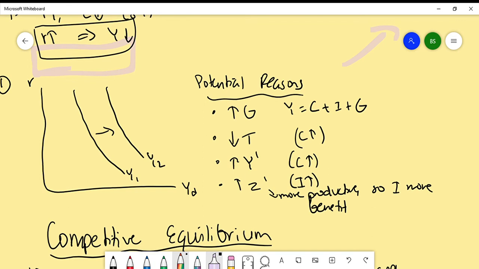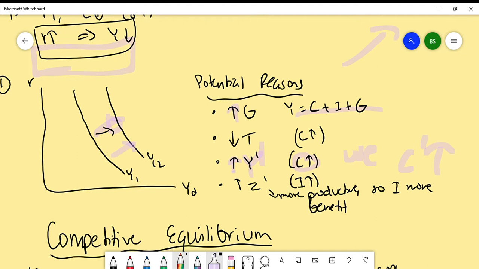Potential reasons for what? Oh, right. For this curve to shift to the right. So one reason is an increase in G, since y equals c plus I plus G. Another thing is an increase in future income. If my future income increases, that means that my total wealth increases, which means that not only will my future consumption increase, but also my current consumption. So that would also lead to an increase in the Y curve.